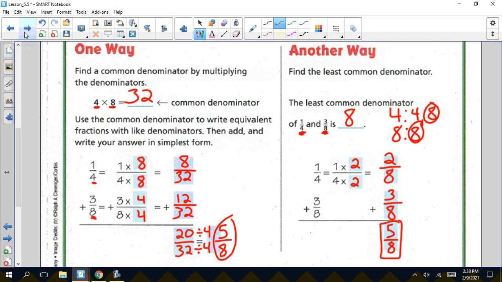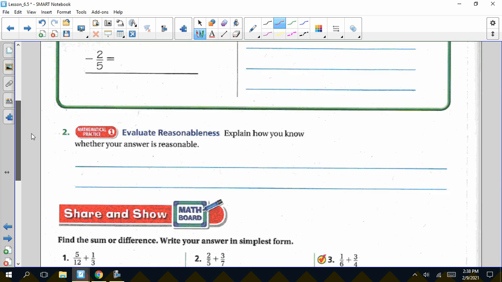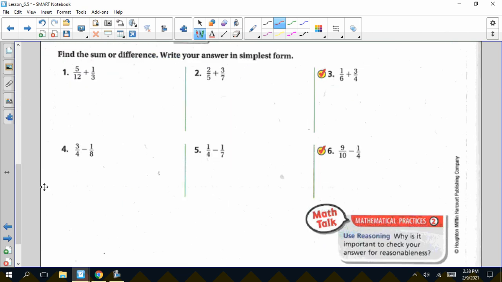Let's go ahead and turn to the next page. We did this first question yesterday with subtraction. Now we're going to scroll to the bottom. We're looking at number 1 here. 5/12 plus 1/3. Remember, we want to stack these fractions. And then we're going to go ahead and add them.